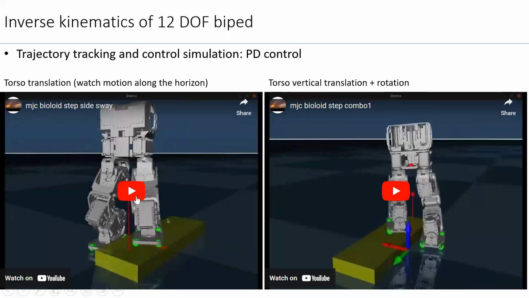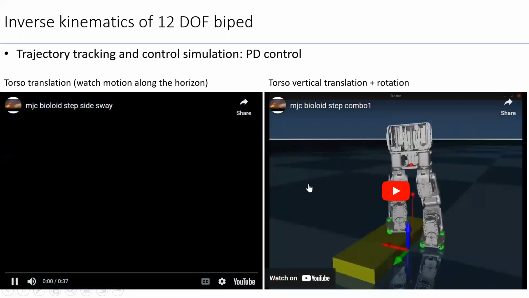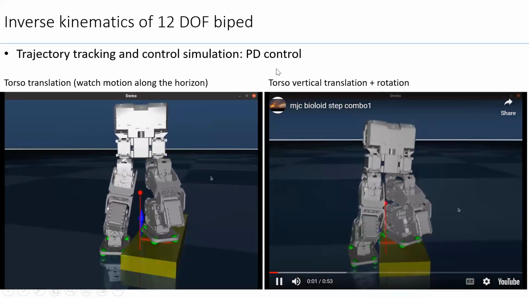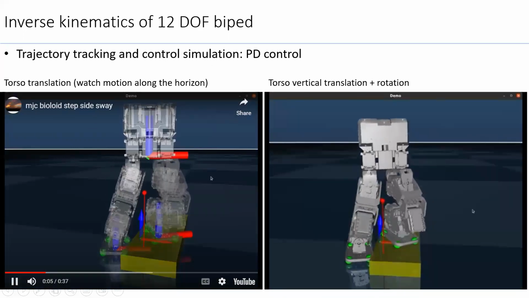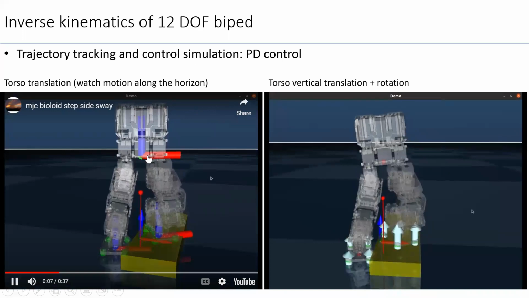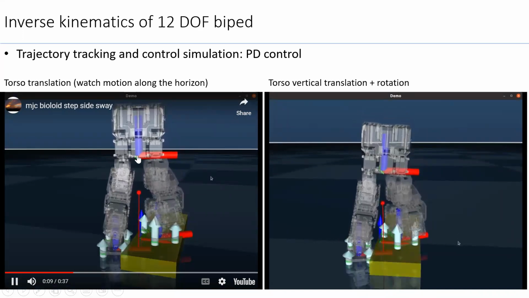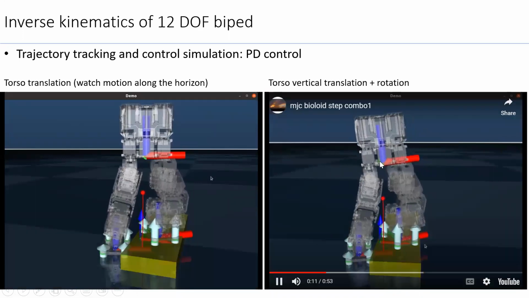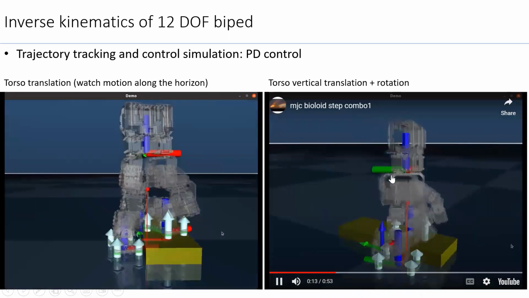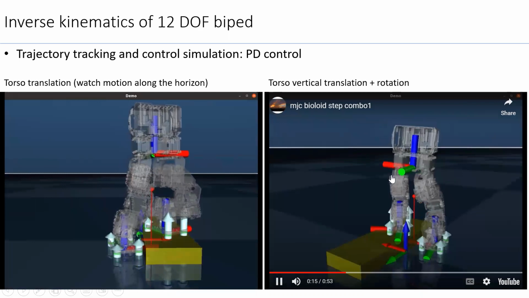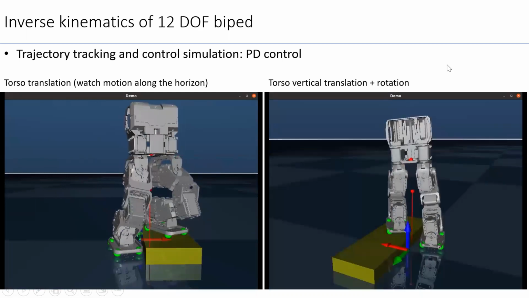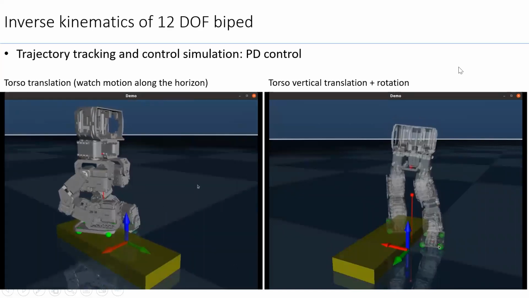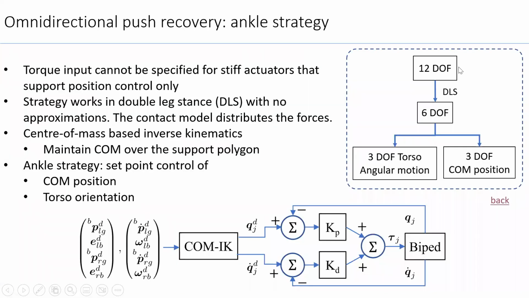These two are examples of using trajectory tracking for real-time control of a biped robot. So we have the torso, which is moving horizontally. This frame has been commanded to move horizontally. And here we also have a prescription on the angular motion of the torso. Both of these trajectories are tracked with satisfactory error performance.